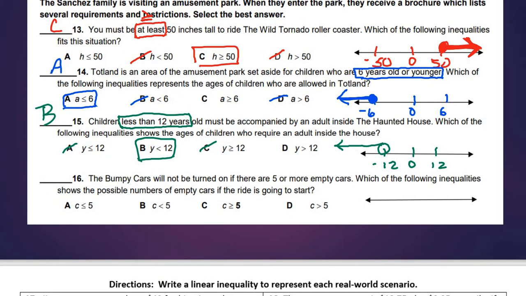Now look at number 16. On 16, the bumpy cars will not be turned on if there are 5 or more empty cars, 5 or more. Which of the following inequalities shows the possible numbers of empty cars if the ride is going to start? So as I'm looking at number 16 right here, I see that it has to be 5 or more. That means it can be exactly 5. It cannot be less than 5, but it has to be exactly 5 or more. So my answer to this one is C.